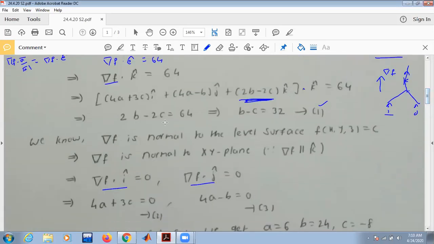Do you agree? And what is del f dot i bar? Del f dot i bar is the first component of del f. What is the first component of del f?